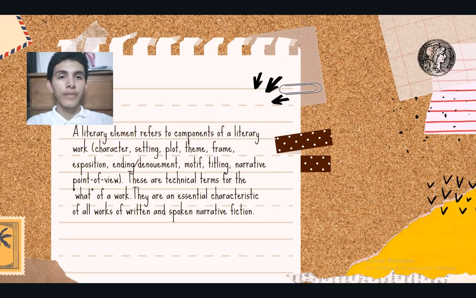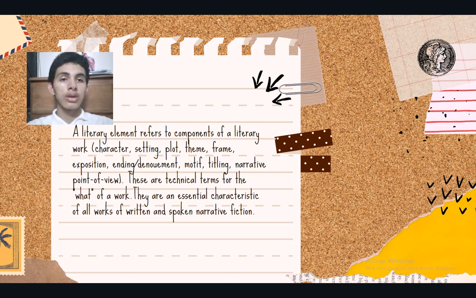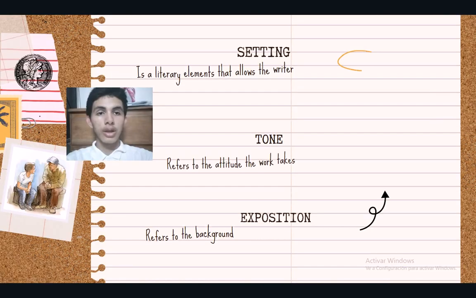A literary element refers to components of a literary work or text. For example, the character, setting, plot, theme, frame, exposition, ending, motive, title, narrative, point of view. These are technical terms for the what of a work. They are essential characteristics of all works of written and spoken narrative fiction.